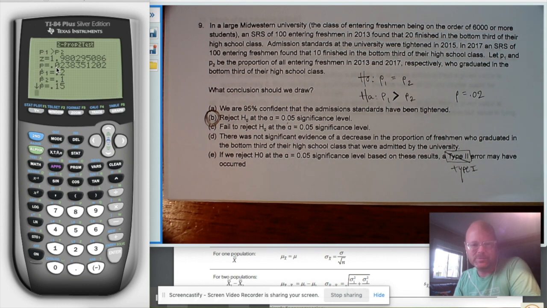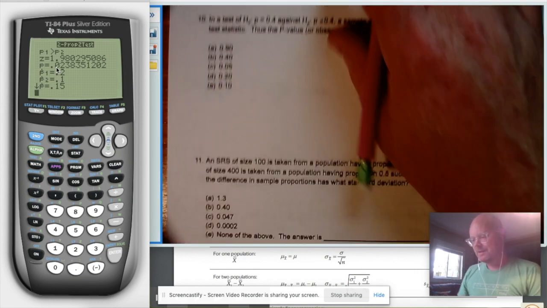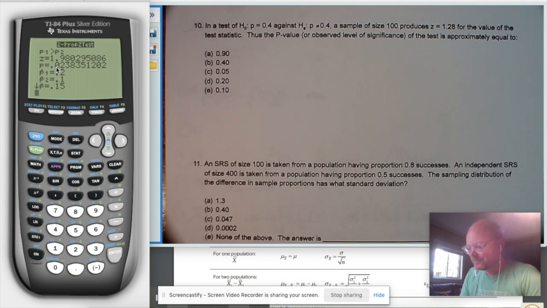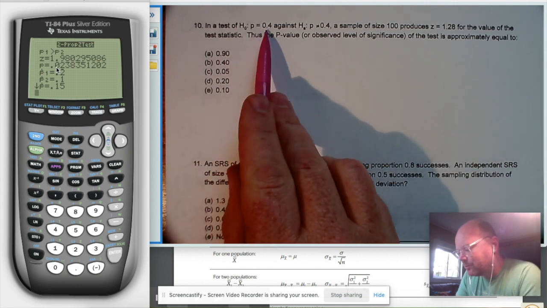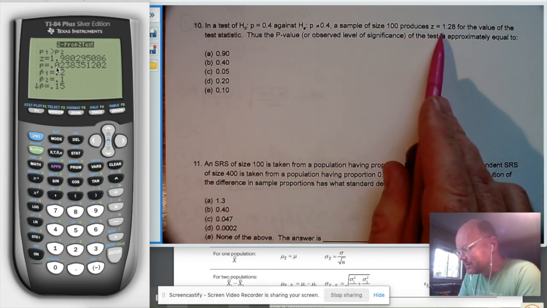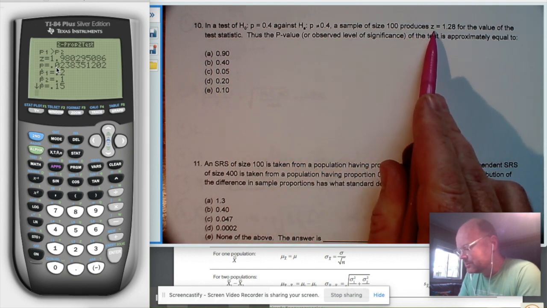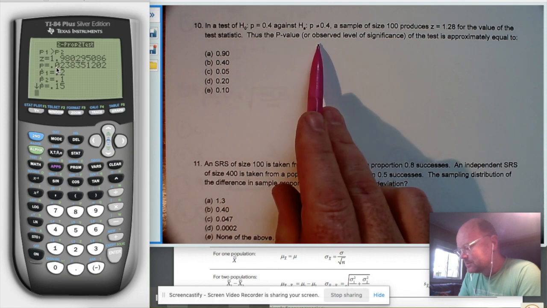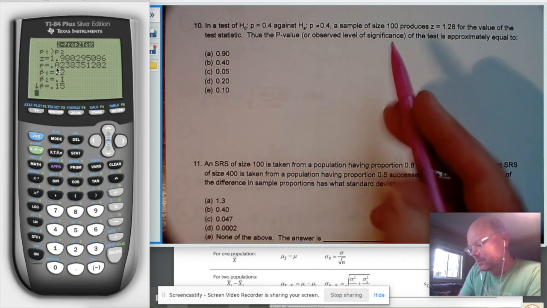Type 2 errors are what might happen if you don't reject the null hypothesis. Remember that chart. All right, we're almost done. Number 10, in a test of p equaling 0.4 against p not equaling 0.4, a sample size of 100 produced a test statistic of 1.28. The p-value is approximately equal to, okay, so what are we doing?